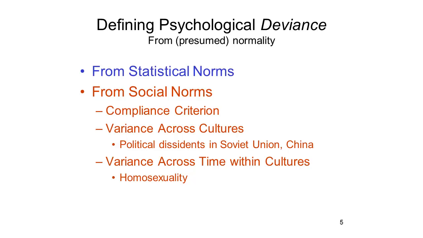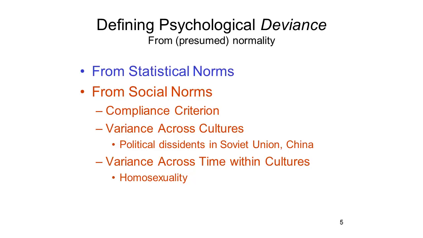For example, norms vary across societies. In the former Soviet Union, political dissidents could be classified as mentally ill and confined to mental hospitals simply for disagreeing with their government, and the same thing happens in China today. Moreover, norms even vary across epochs within societies. When I began my graduate studies in 1970, homosexuality was listed as a mental illness in the official Diagnostic and Statistical Manual of Mental Disorders.